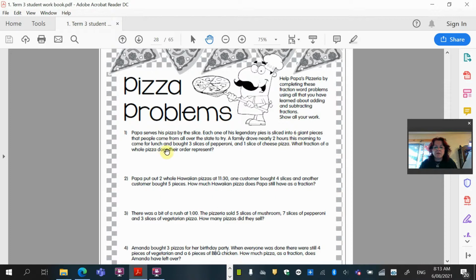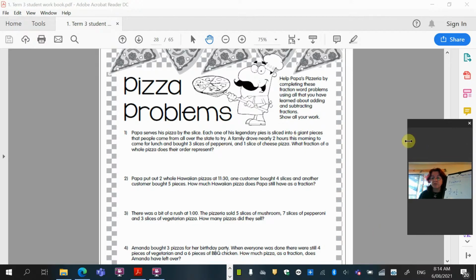But they drove 2 hours and they bought 3 slices of pepperoni. So that's 3/6 of a pizza. That's half of a pizza. And 1 slice of cheese pizza. So that is what we're actually adding. 3/6 and 1/6, which is easy. You guys can do that. Now the second one, this is why it's important to read the question and write the equation as you go. So these aren't hard. You've just got to think about it a little bit.